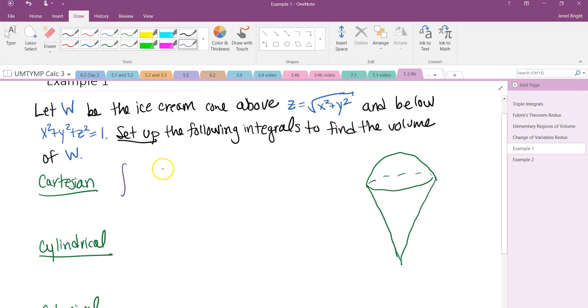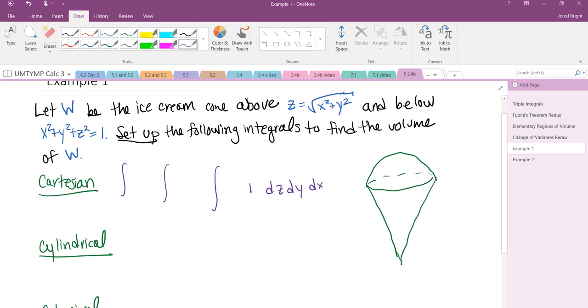So, Cartesian, we're going to have a triple integral, and I'm going to space them out a little bit. And then we have a function, and since we're finding the volume, then it's just 1, and then whatever the order we choose. Okay? The order that I'm going to choose for Cartesian is dz, dy, dx. If you have a different order, hey, great, go for it. Alright?